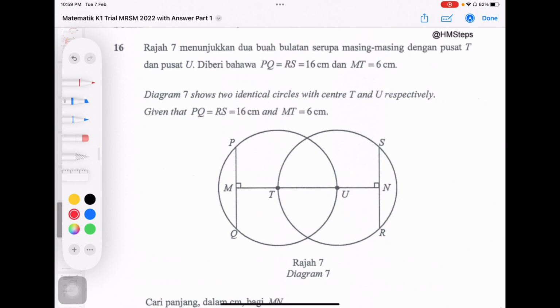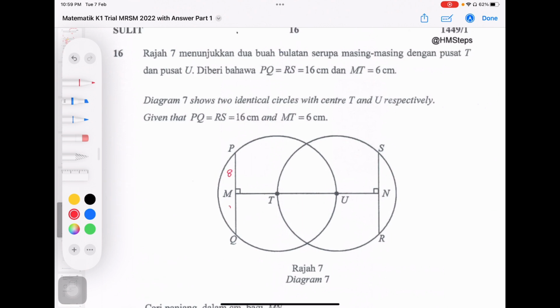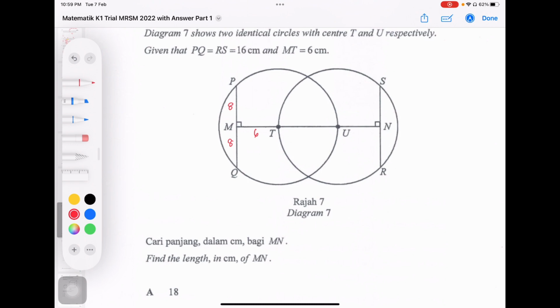Okay, question 60. Diagram 7 shows two identical circles with centers T and U respectively. Given that PQ equals RS equals 16, it means this one is 8, this one also 8, and MT equals 6. Find the length in cm of MN. In order to know MN, you need to add: MN equals MT plus TU plus UN. So MT you know is 6.